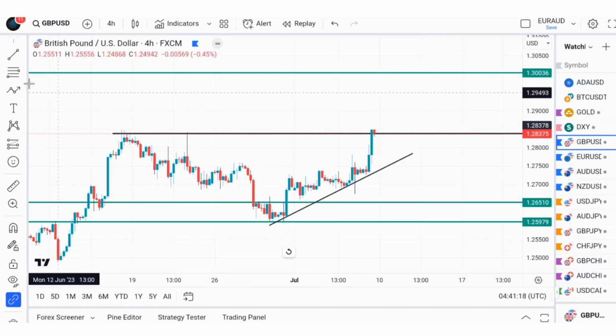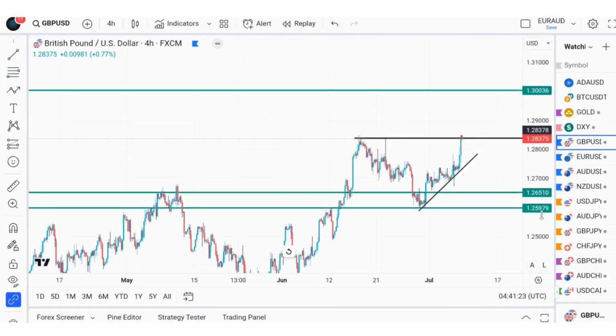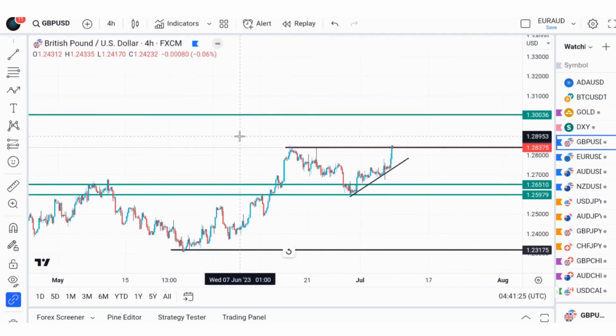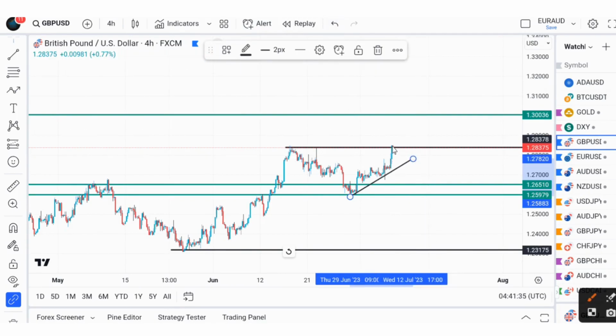And take note of the Bank of England speech on Monday. It might actually influence this particular currency too. And take note of the CPI on Wednesday, but Monday, Tuesday, we might actually see a retracement back to this level, and then the rejection might come in at this particular level, and then you might see more move to the upside.